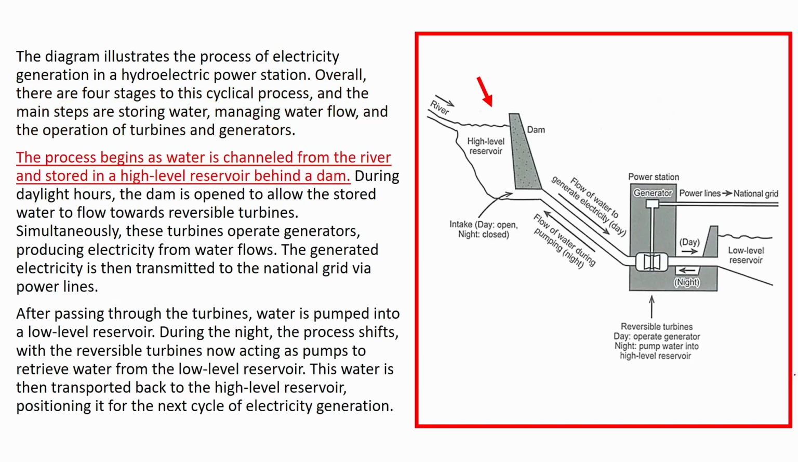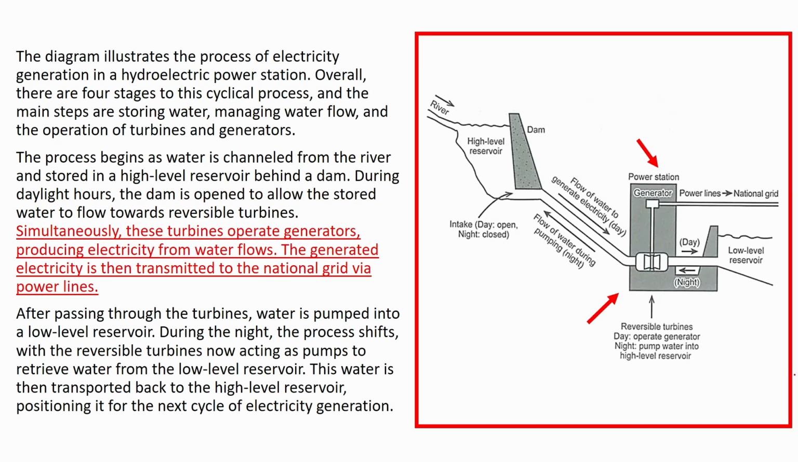Now let's describe the process from the top. The process begins as water is channeled from the river and stored in a high-level reservoir behind a dam. During daylight hours, the dam is open to allow the stored water to flow towards reversible turbines. Now the next part. Simultaneously, these turbines operate generators, producing electricity from water flows. The generated electricity is then transmitted to the national grid via power lines.